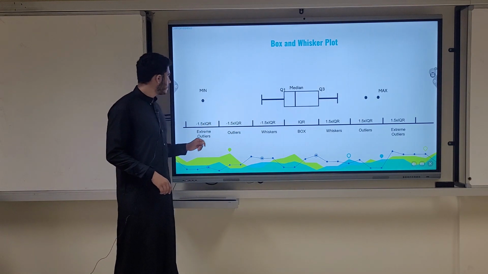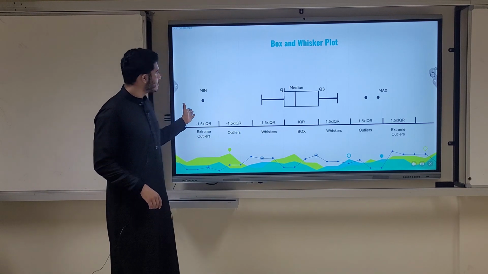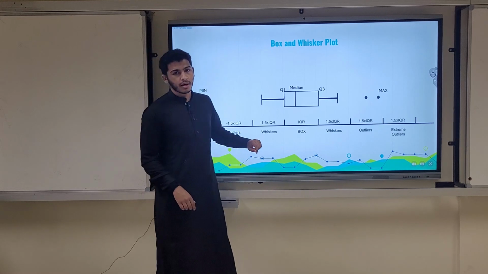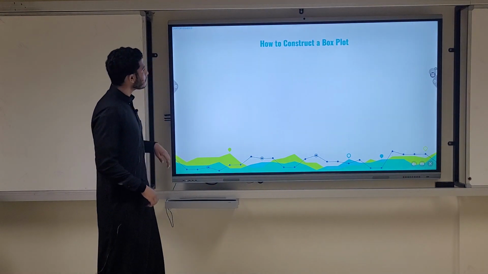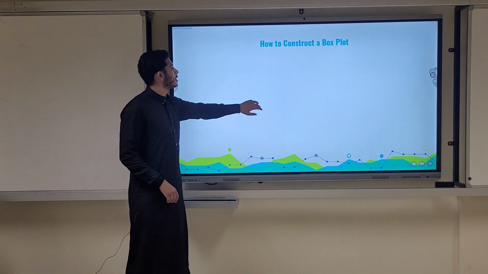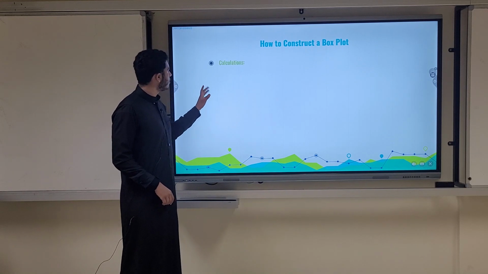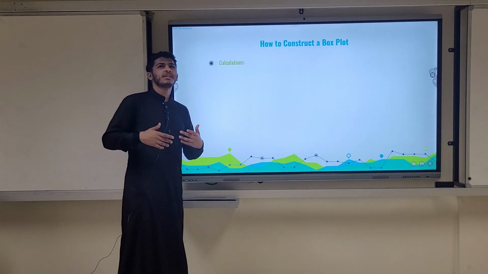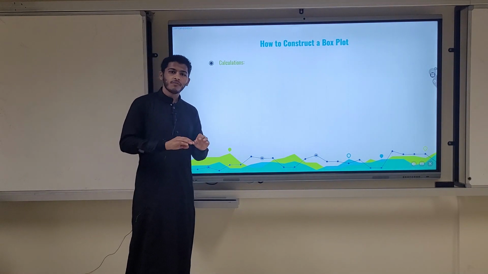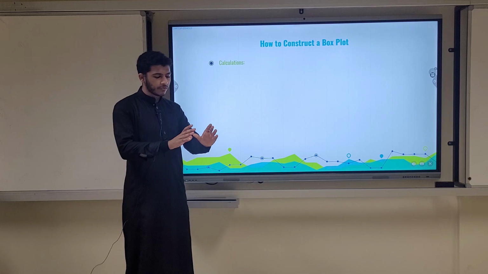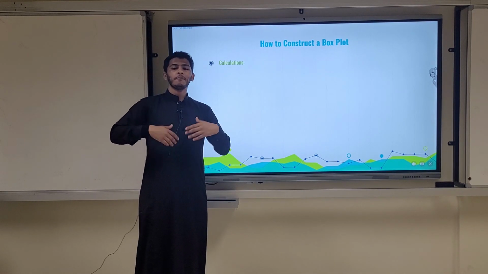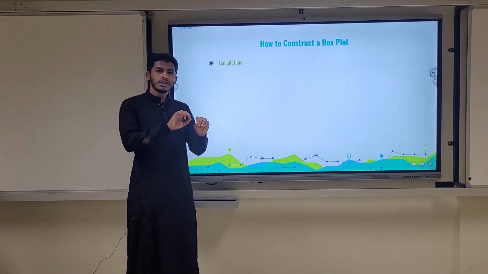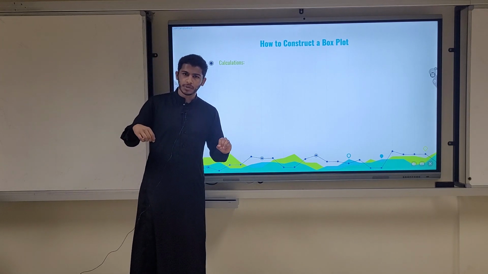Now, of course, we have the 5 number summary. This is the lowest value we have, Q1, the median, Q3, and our highest value. Now let's take an example: how to construct a box plot? Well, first of all, I see it as a two-step process. The first step is the calculations, the numbers that we have to get ready before we start building our box plot. And the second step is when we actually get in with the ruler and start drawing the box.